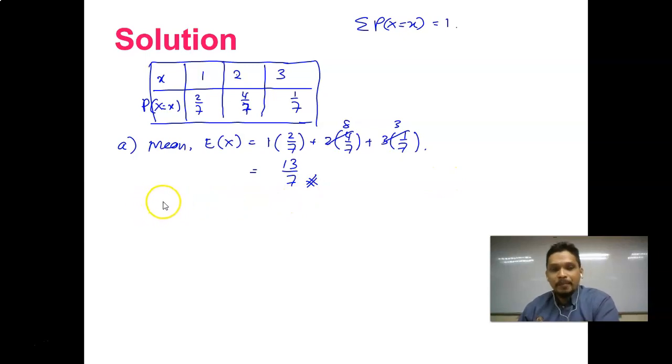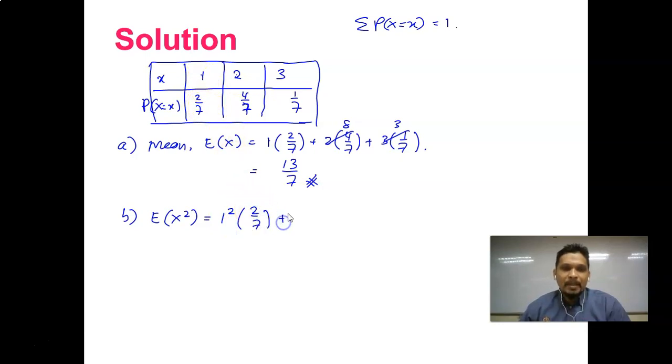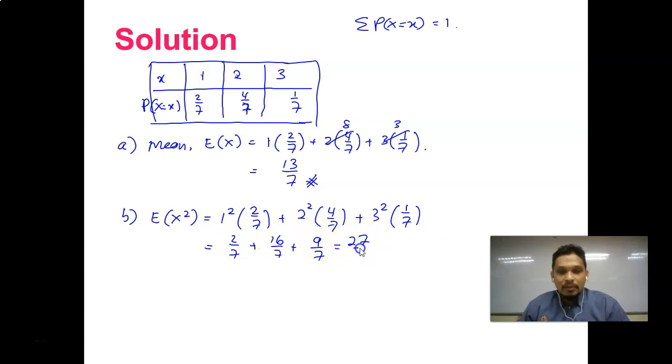Then the next question is E(X squared). What's the meaning of this? E(X squared) equals the value of x squared, for 1, 2, and 3: 1 squared multiplied with its probability 2 over 7, 2 squared multiplied with its probability 4 over 7, and 3 squared multiplied with its probability 1 over 7. 1 squared is 1 times 2 is 2 over 7. 2 squared equals 4, 4 times 4 equals 16 over 7. 3 squared equals 9, times 1 equals 9 over 7. So 16 plus 9 is 25, plus 2 equals 27 over 7.